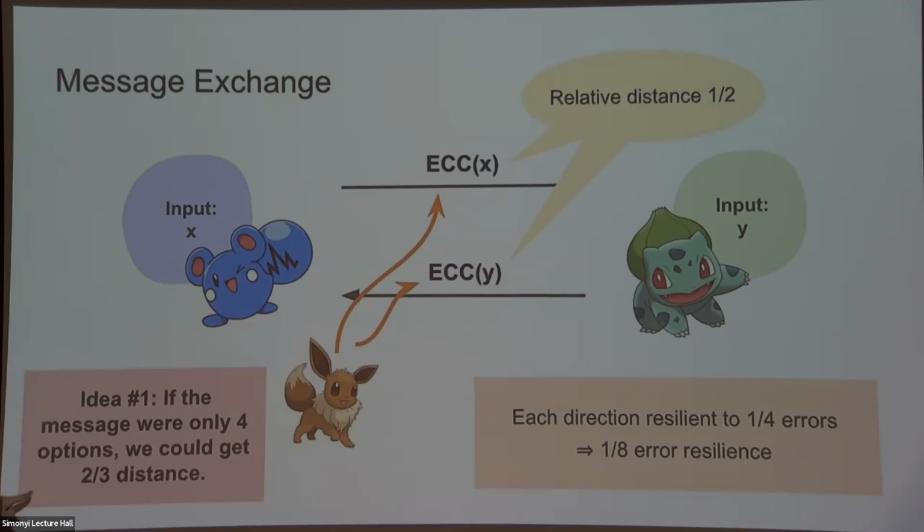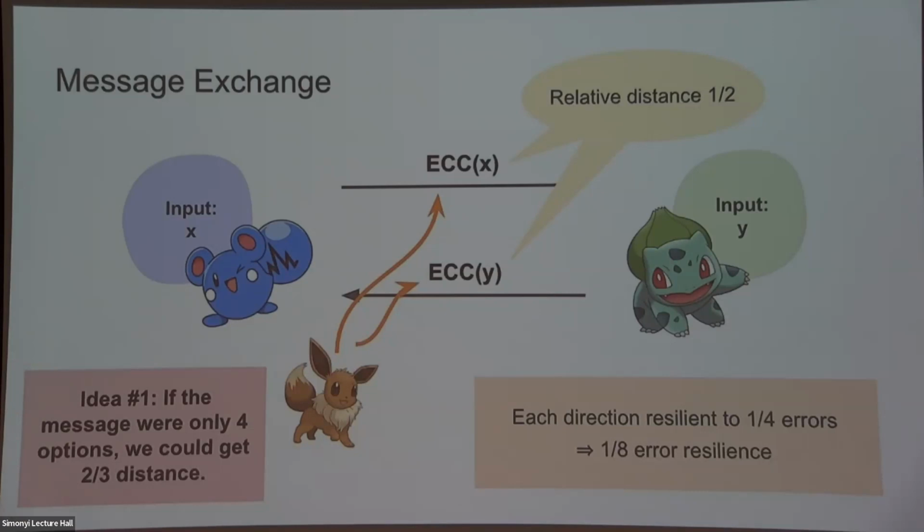So if the messages they were sending were only 4 options, or 2 bits long each time, you could actually get the 2/3 distance that you need, to get 1/6 instead of 1/8. Of course, if you just send over 2 bits, you have K bits as input, you can't convey everything, but that's where interaction comes in. So the hope is that using many rounds of interaction, sending maybe a couple bits of information at every point, you're able to convey the entire K bits of information over many rounds.